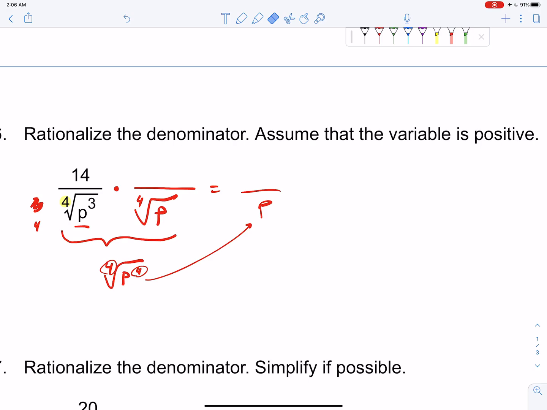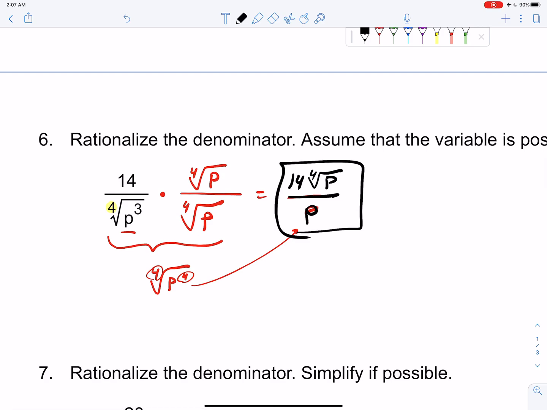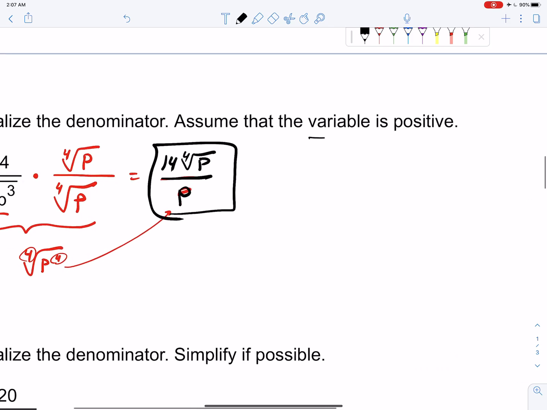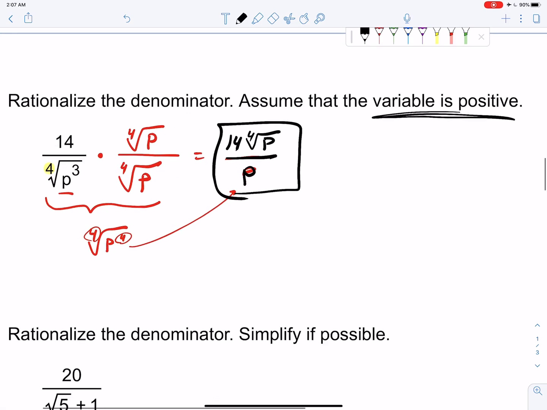Okay, so you have to really, really pay attention to the root index in order to do these problems. Up top, we must multiply by also the fourth root of p. And then we multiply 14 times the fourth root of p is just 14 fourth root of p. And then there you have our final answer. So we've got 14 fourth root of p. We've rationalized the denominator, assuming, it also did say assume all variables are positive, so we didn't have to worry about issues of using the absolute value.